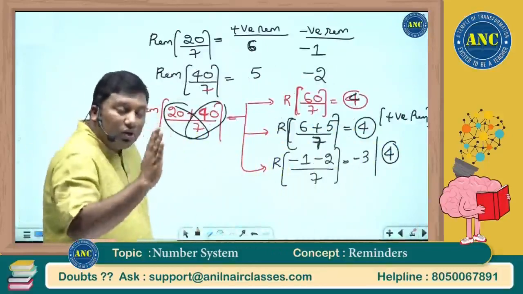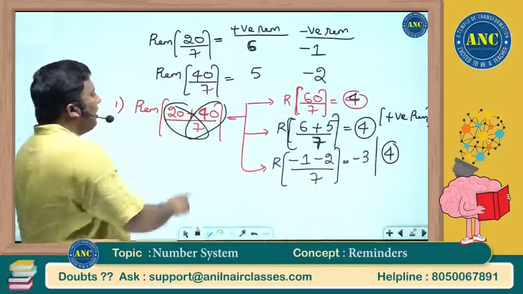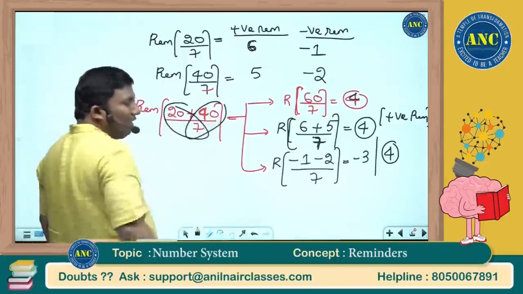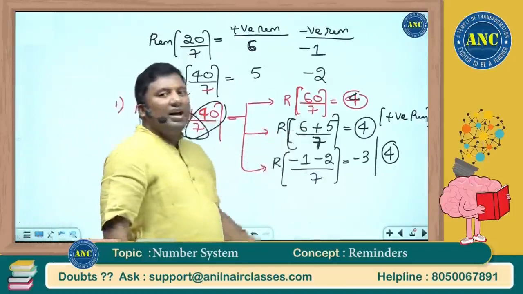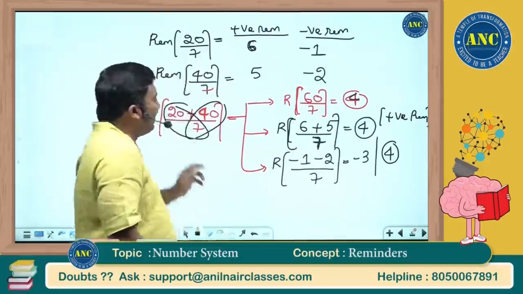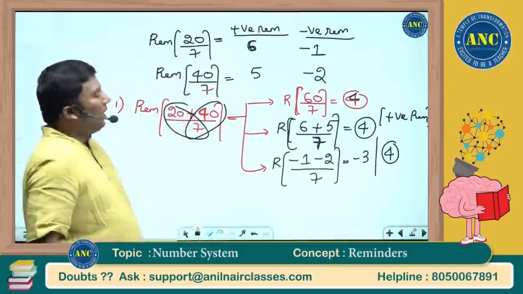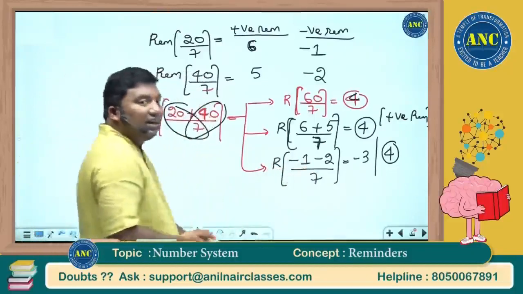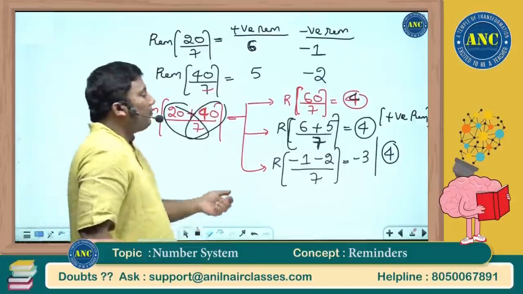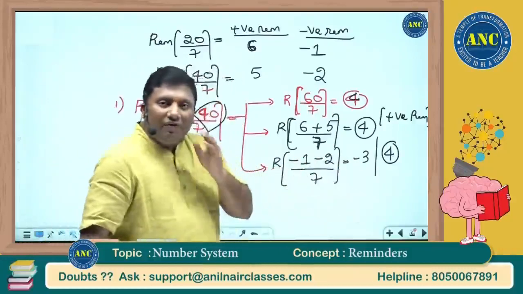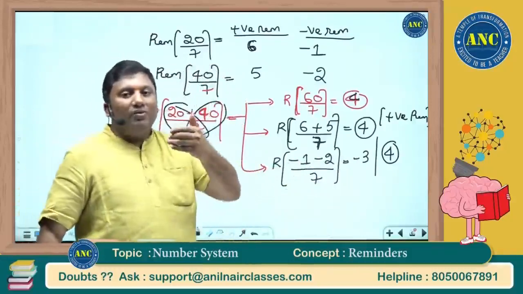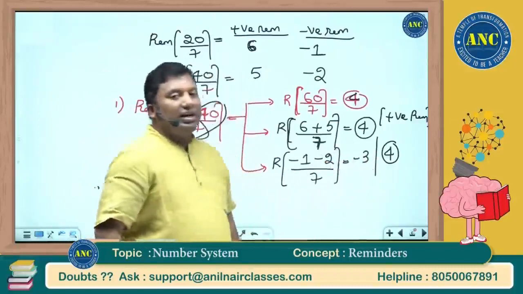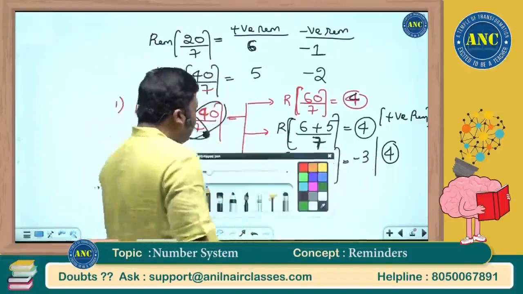That means either you can add both and divide by 7, or you can do individually. 7 2s are 14, 6. 7 5s are 35, 5. 6 plus 5, 11 divided by 7, it is 4. 7 3s are 21, minus 1. 7 6s are 42, minus 2. Minus 1 minus 2, it is minus 3. Whenever you get the negative remainder value, add it with the denominator to get the positive remainder value. 7 minus 3, it is nothing but 4.